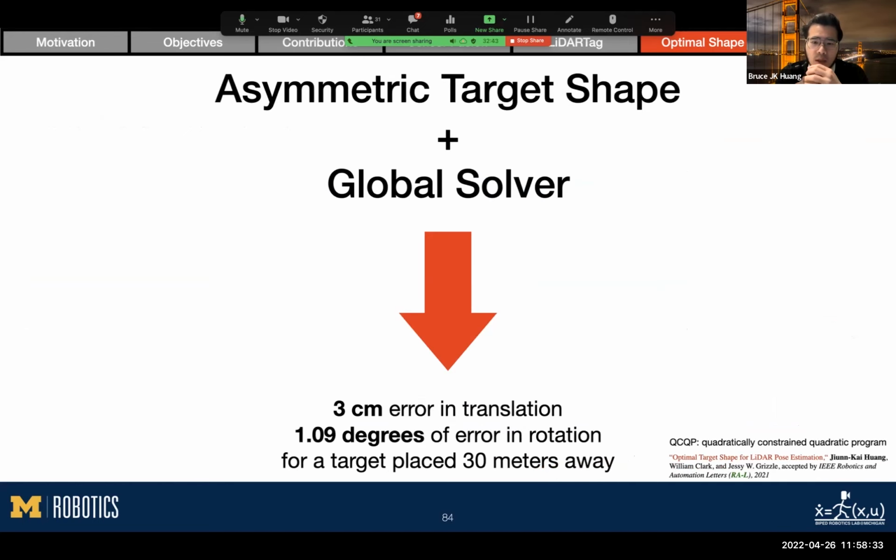Building on top of the LiDAR tag, we propose the concept of optimizing target shape to eliminate problems caused by quantization uncertainty and sparsity of the LiDAR image of a target. We then formulate the pose estimation problem as a QCQP so that it can be solved globally and efficiently. We achieve 3 centimeter translation error and 1.1 degrees of rotation error, even when a target is partially illuminated and placed at 30 meters away.